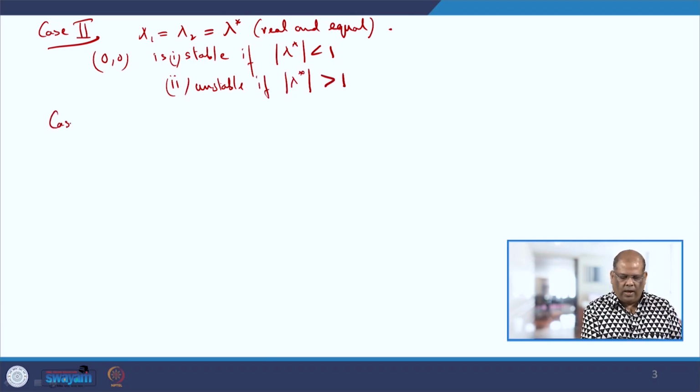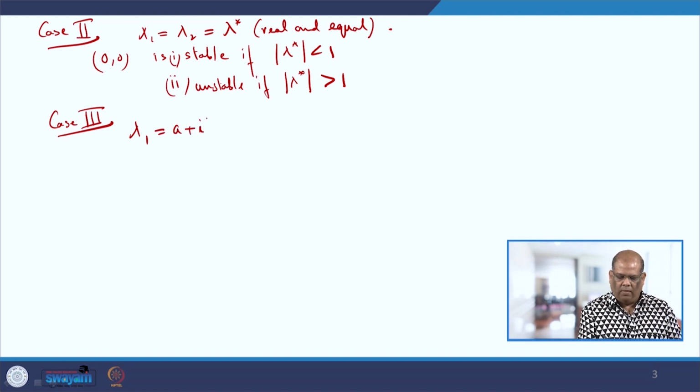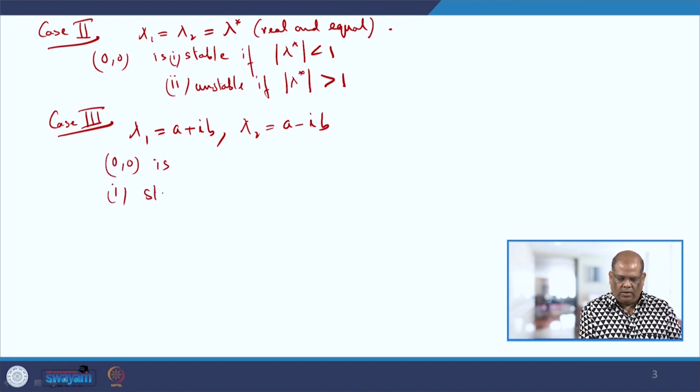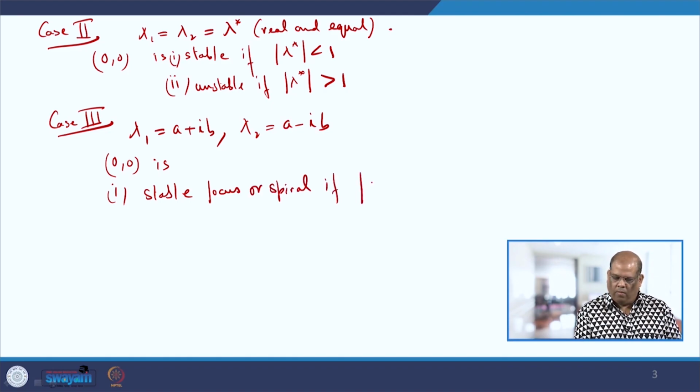And finally, case 3, if they are complex conjugates. So, lambda 1 is a plus ib and lambda 2 is a minus ib. So, the roots are complex, and since there will be two roots in this case, that is two eigenvalues, they must appear in complex conjugates. So, 0 0, the equilibrium point, will be a stable focus or spiral if mod of a plus minus ib is less than 1.